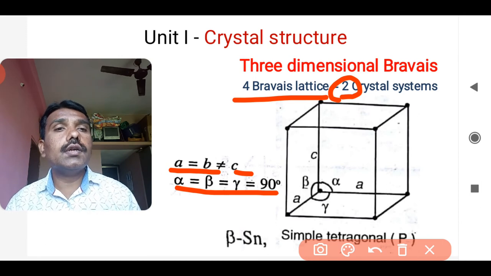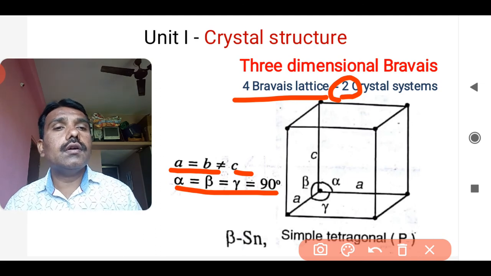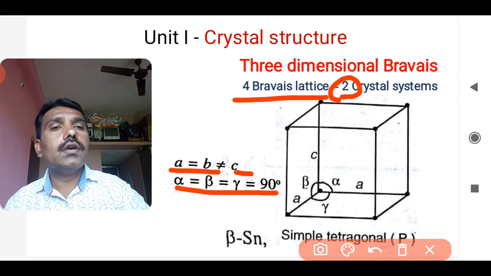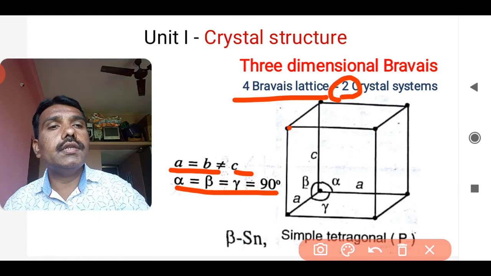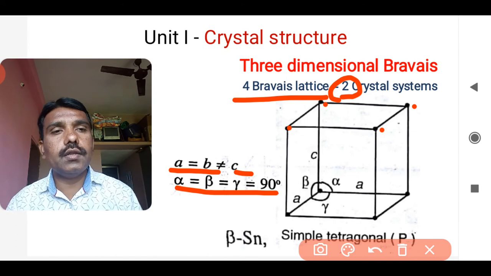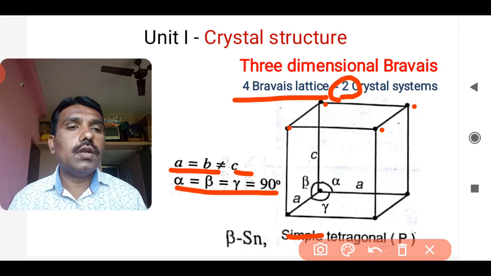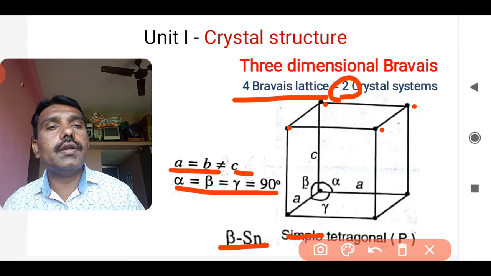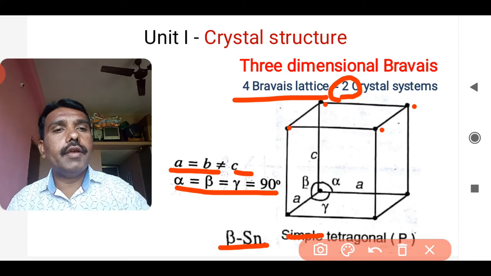So this comes under the tetragonal system, and this is another example of a Bravais lattice. In such a case, all the points are exactly on the corners, not anywhere inside the surface or the body, and that's why it is called a simple tetragonal lattice. Tin, that is Sn, is an example of such a Bravais lattice.